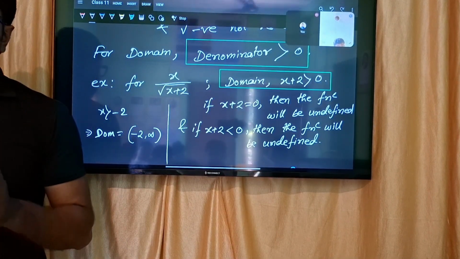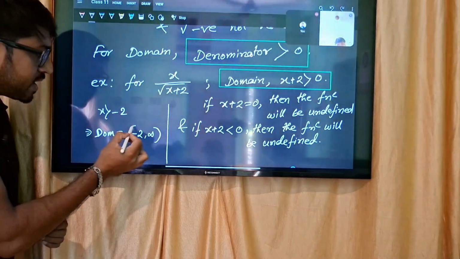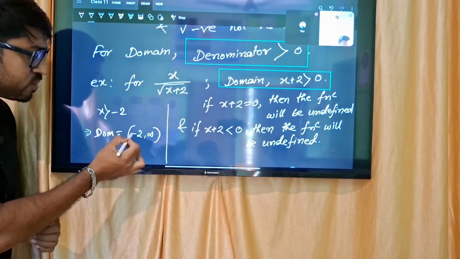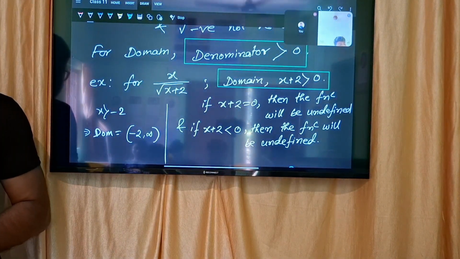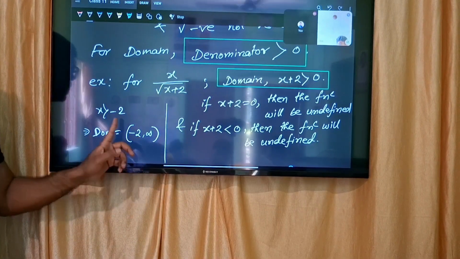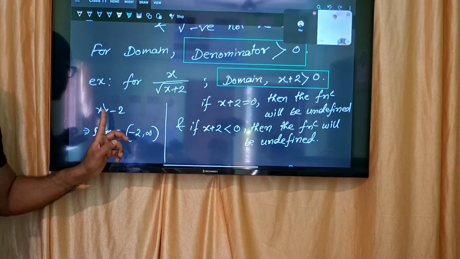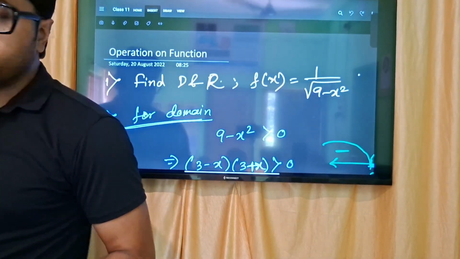Open bracket means those are not taken and third bracket means those are taken. So open bracket means minus 2 will not be taken over here. That is why open at minus 2, and infinity also open, because I cannot attain infinity. Infinity is not a number, so there is an open bracket. And the element minus 2 we are not taking, but it starts from after minus 2. So minus 2 open, comma, infinity.